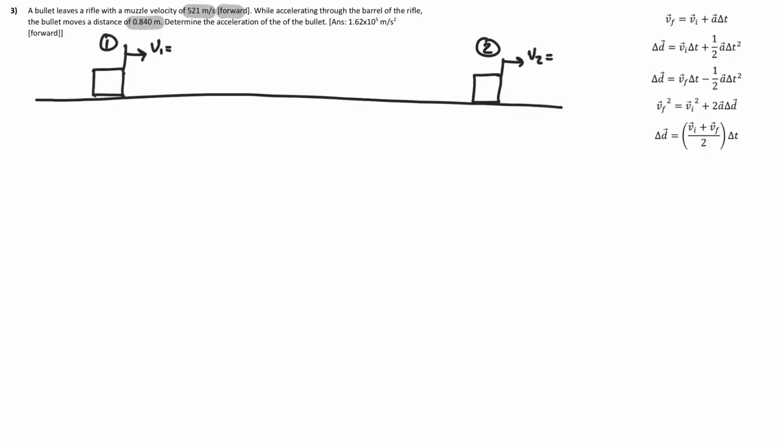Initially, in the gun, the bullet is going to be stationary, so it's not moving. So initially, it's going to have a velocity of 0. And then at the end, it's going to have a velocity of 521 meters per second based on the information that we're given. I'm going to do my sign convention here, and I'm going to take right to be positive, so that's forward. And I am going to highlight it. And the units that I will be using in this one are meters and seconds.